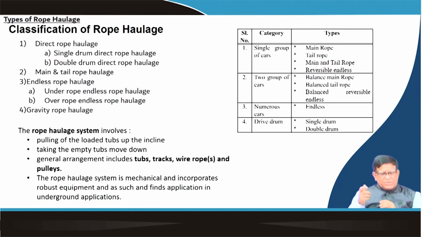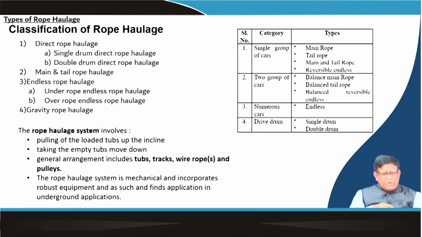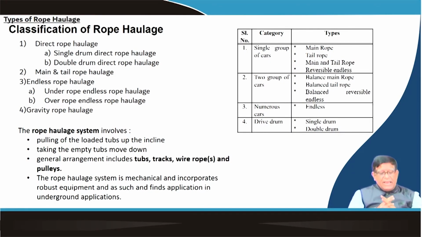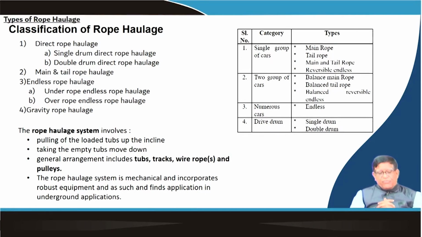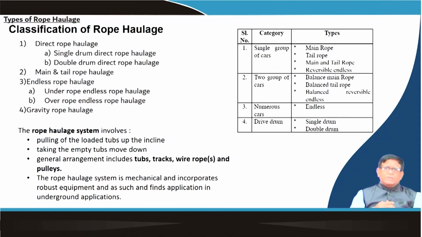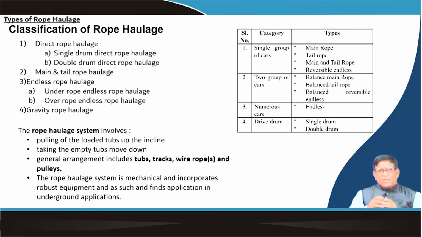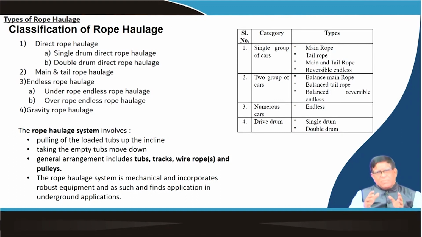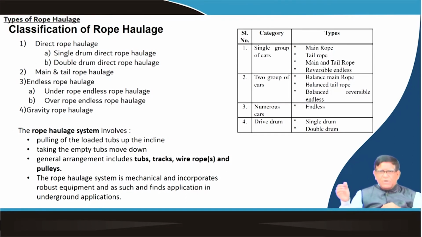In some cases it will be a drum on which this rope will be wound up. The rope haulage system is mechanical and incorporates robust equipment, and finds application in underground mining applications of different types. It is also used in some construction sites or some quarries for other transportation means also. Sometimes we make very temporary short arrangements of moving some bulk material on the surface also, and this type of system is used.